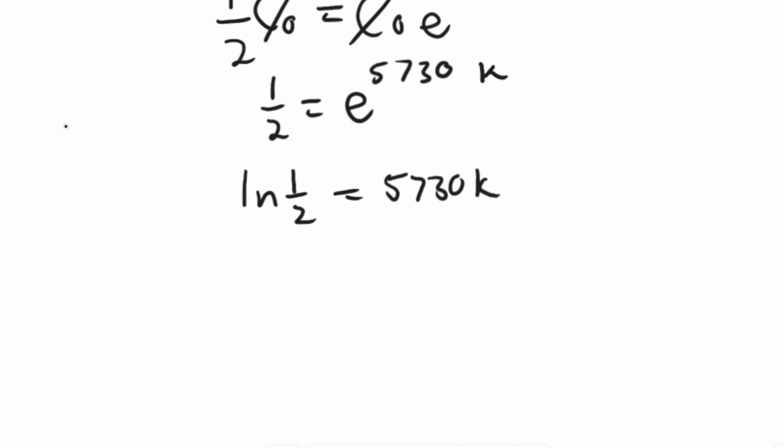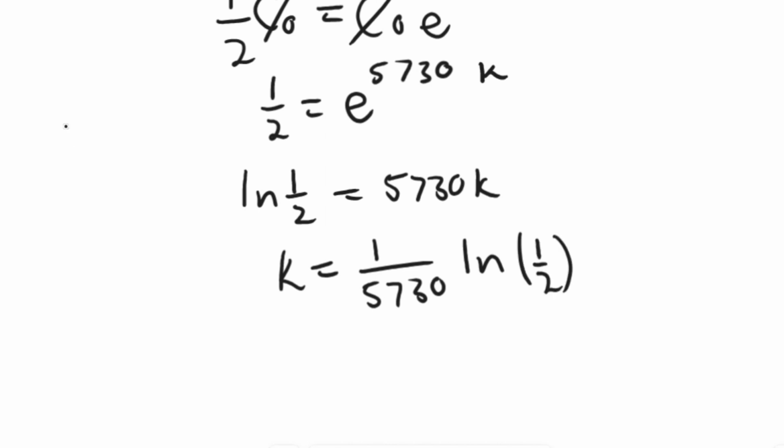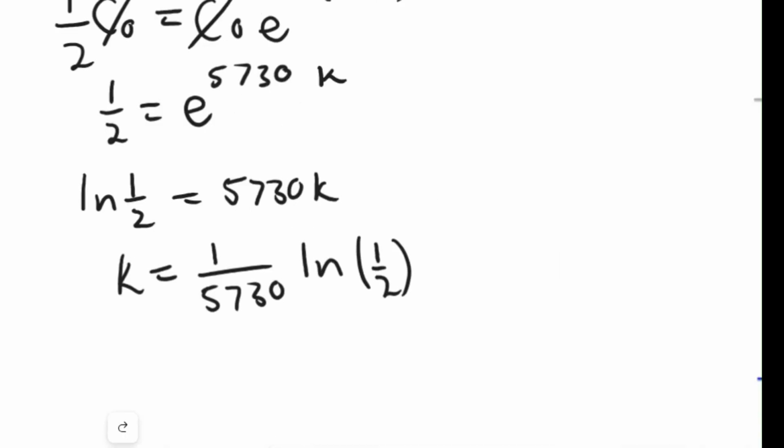Solving for k here, I get that my k is equal to ln of half, or you can just say 1 over 5730 ln of 1 over 2. This is my growth constant. Okay, and this growth constant might be negative. Yeah, it will be negative. Look at it, we have 1 over 2 here.